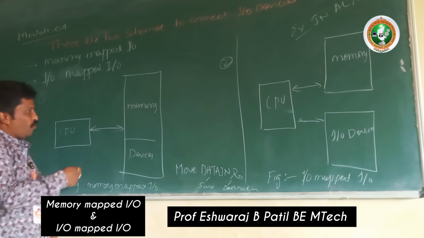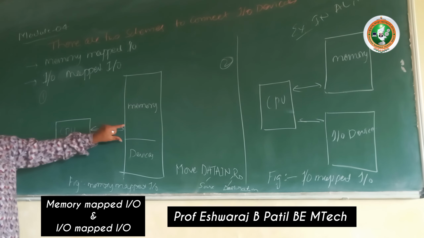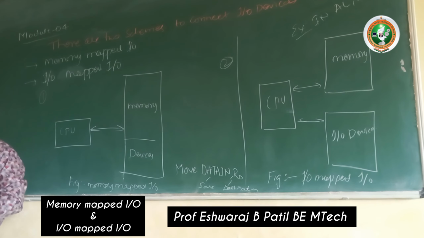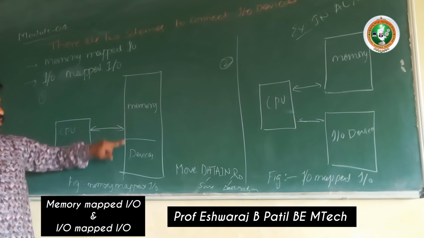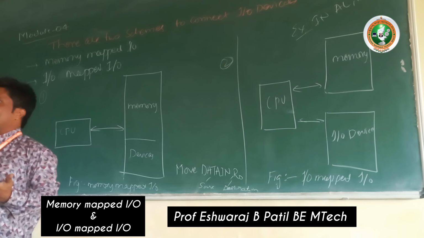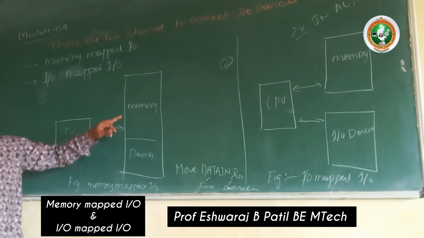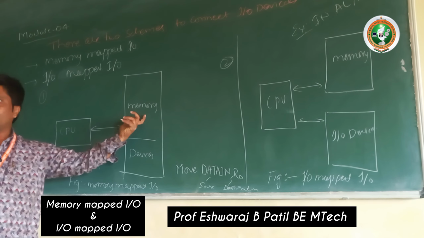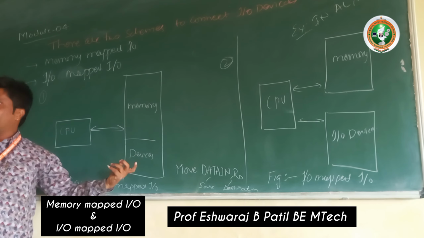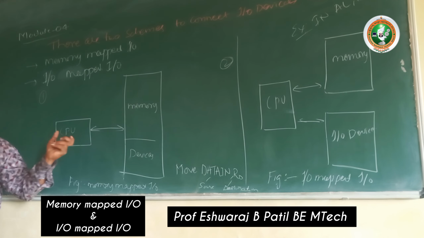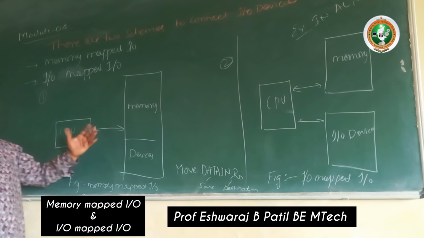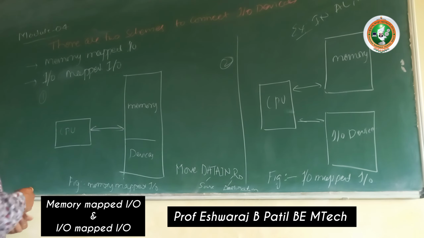Only one set of instructions is used for both the memory and the IO devices. We don't have a separate set of instructions. The one set of instructions that is used for the memory is also used for the IO devices in order to communicate with the CPU.